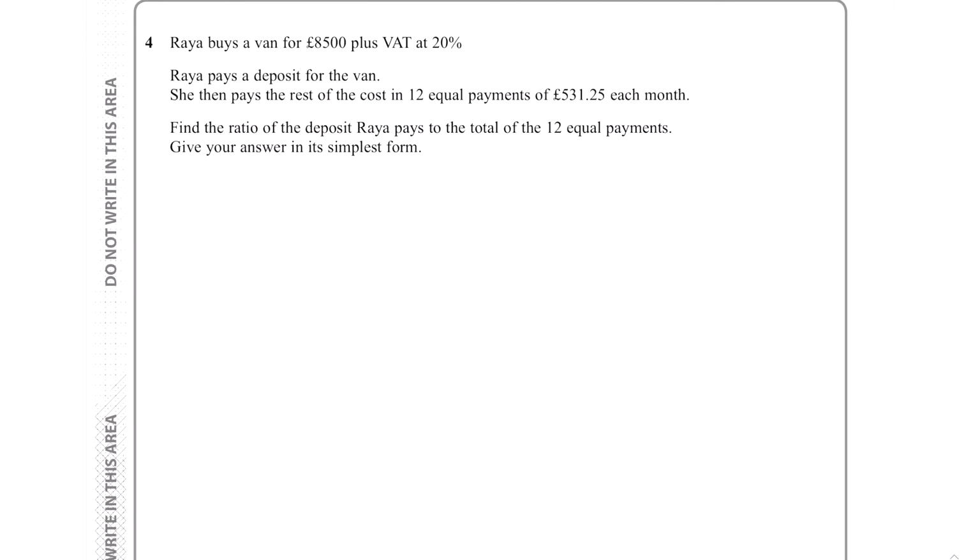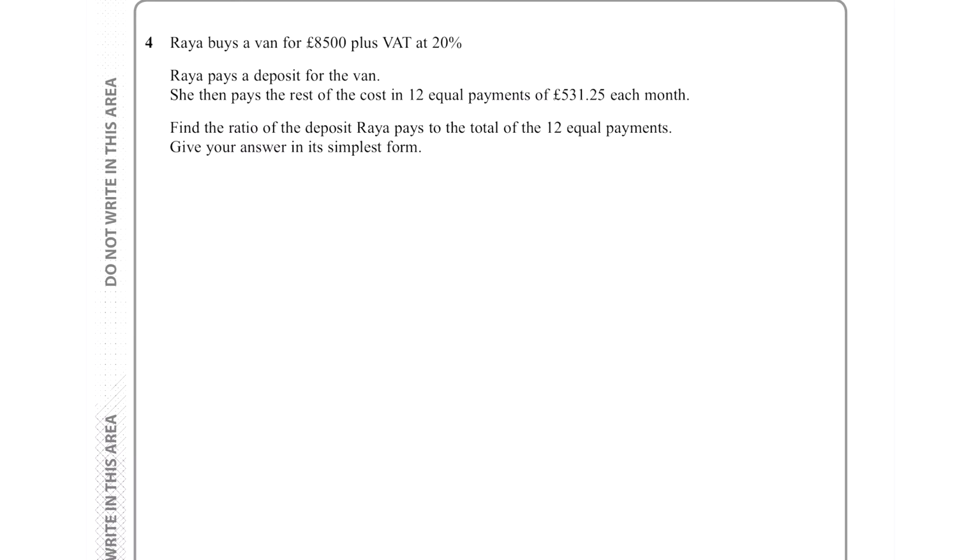4. Raya buys a van for £8,500 plus VAT at 20%. Raya pays a deposit for the van. She then pays the rest of the cost in 12 equal payments of £531.25 each month. Find the ratio of the deposit Raya pays to the total of the 12-month payments. Give your answer in its simplest form.